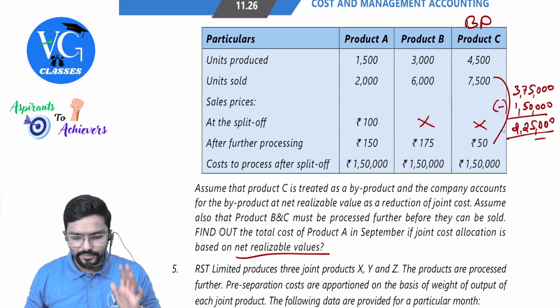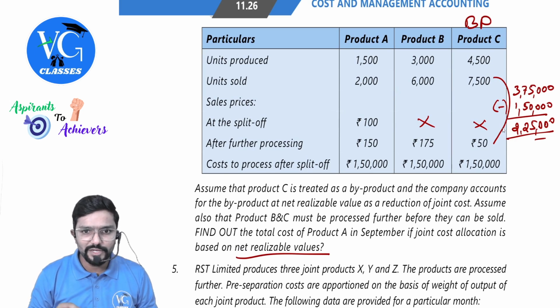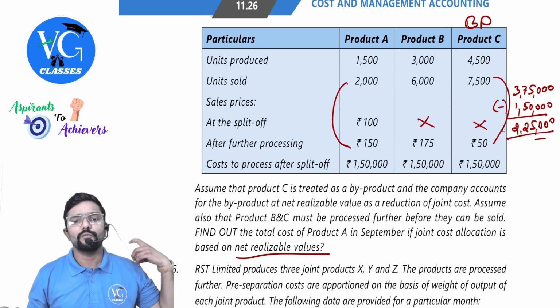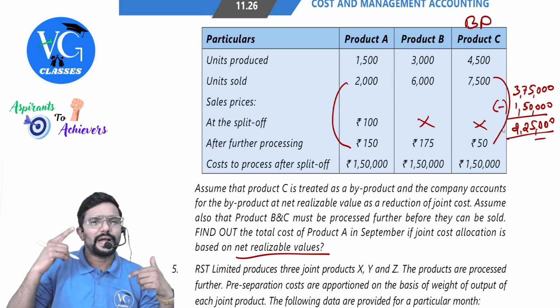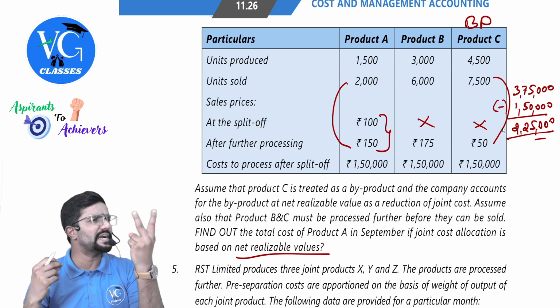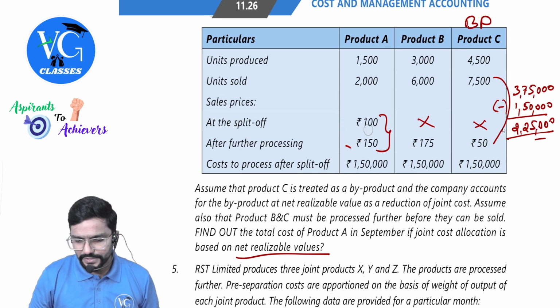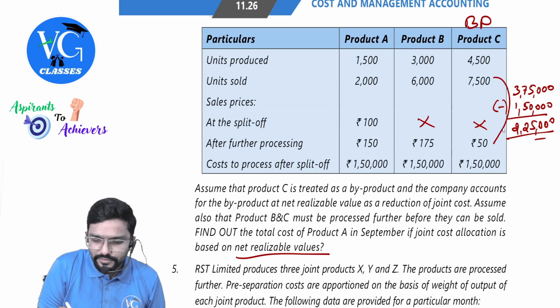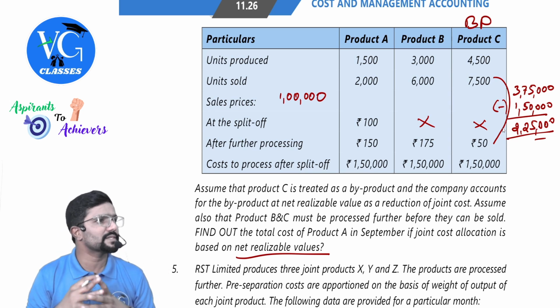Yeah. For product A, guys, if I sell it after further processing, how much will I get? 2,000 into 150. Okay, or else do one thing additional. What is the difference between the split off point and after further processing? 50 additional, correct? Into 2,000, guys. Sorry, 1,500. The additional or incremental revenue which I will get from product A if I further process and sell.